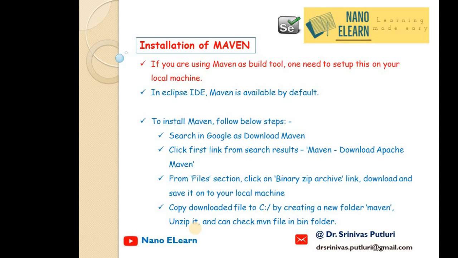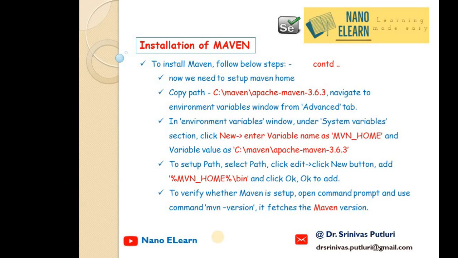Now download the zipped file and save it onto your local machine. The downloaded file will be available in the downloads folder. Copy the downloaded file from the downloads folder to the C drive by creating a new folder, say named Maven. Now unzip it in the Maven folder and check whether the MVN file is available in the bin folder. To install Maven, follow the below steps.